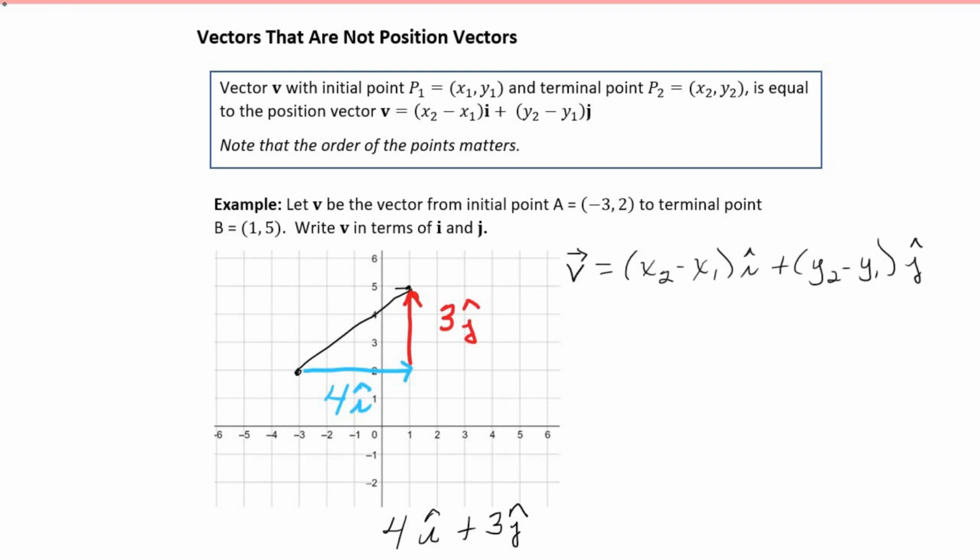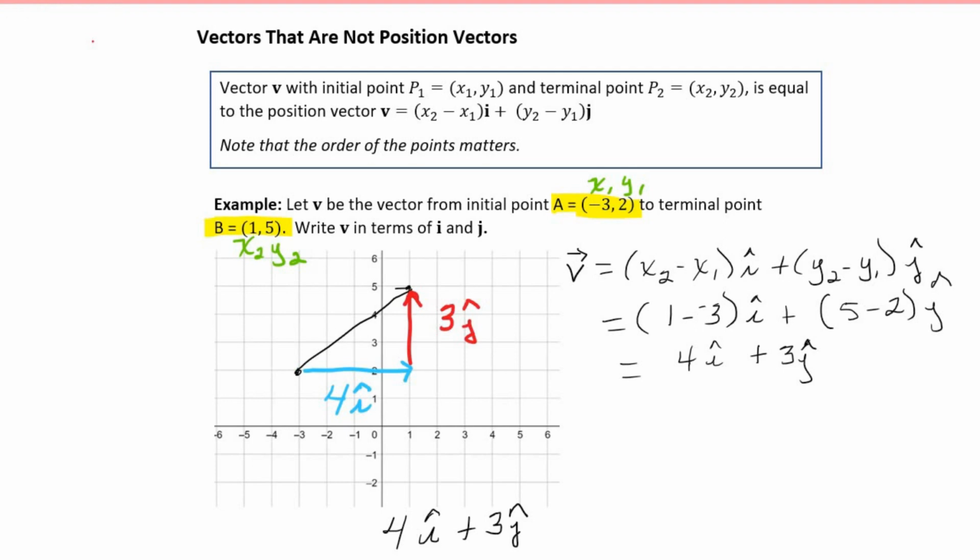Next, I want to look at writing this vector using the formula that's given to me on my reference sheet. So what I've done here is I've taken the points A and B and labeled the x and y coordinates. Here I've substituted the numbers into my formula. Next, I simplify. And you can see that I've got the same answer here that I got when I did the problem geometrically.